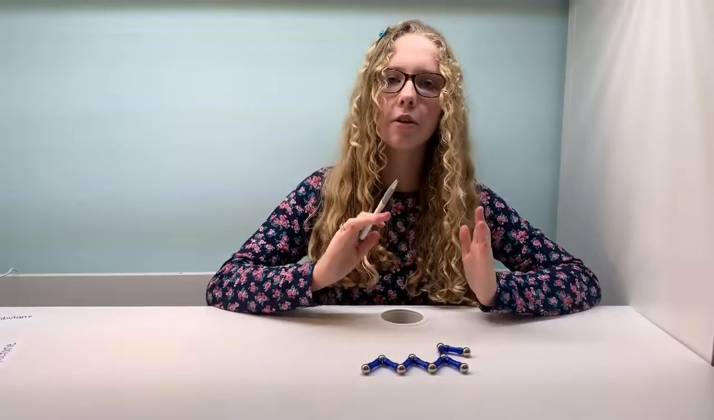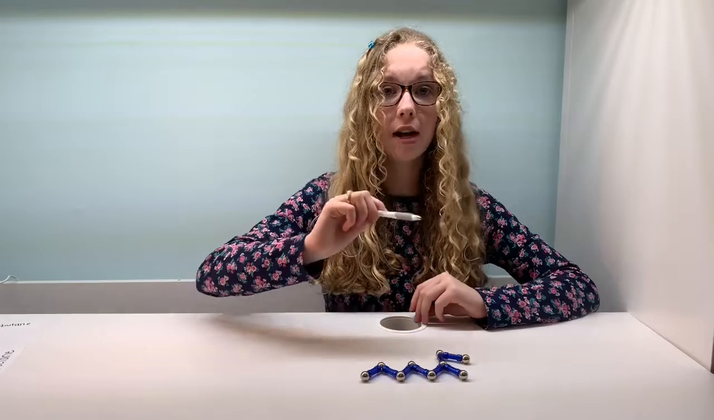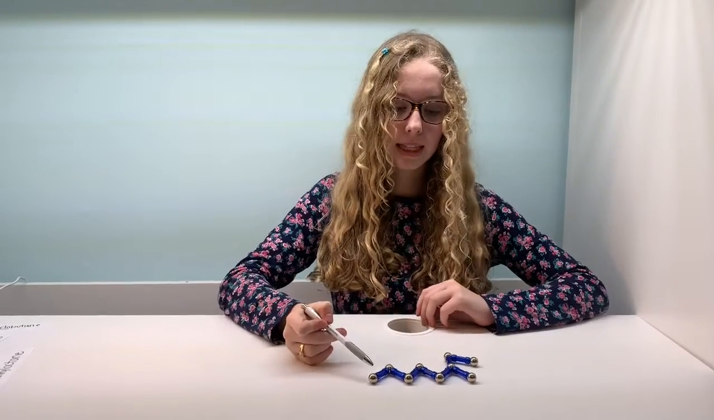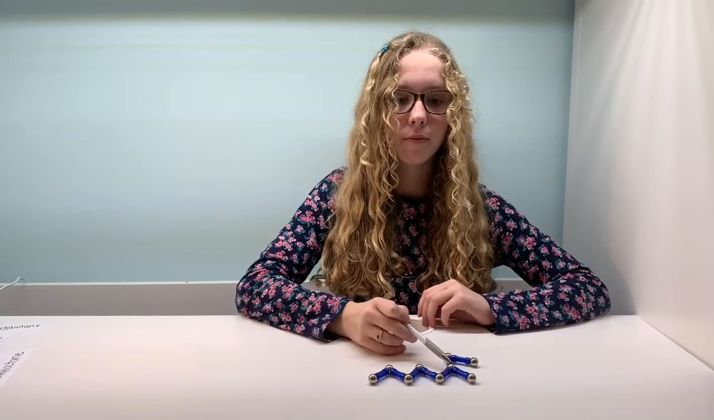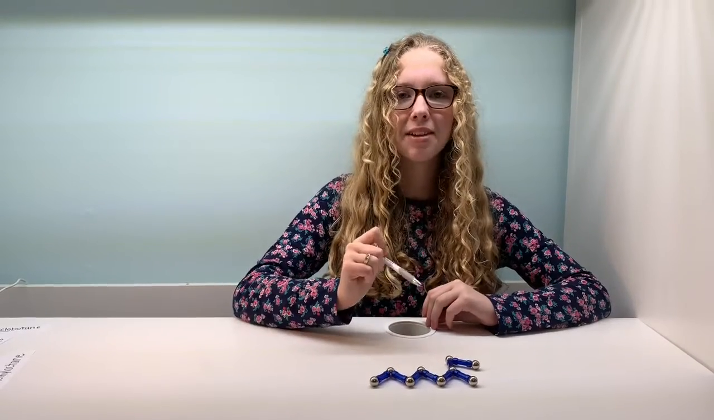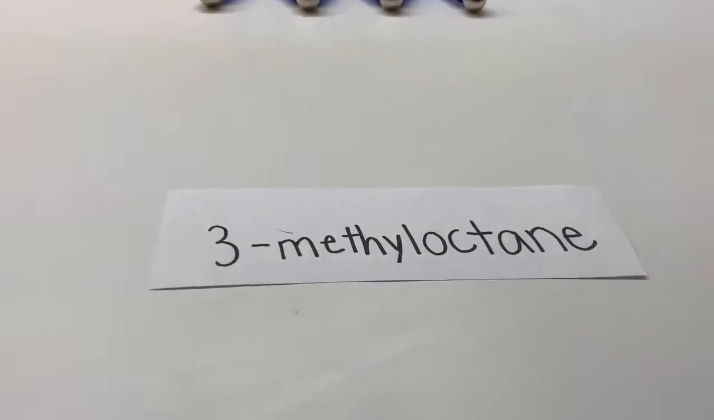Now, when you're finding the location, you always want the carbon that the substituent branches out of to be the lowest number. So when I counted like this, it was carbon 5. But when you count the other direction, 1, 2, 3, it's only carbon 3. So that's the correct answer. So here is the final format. 3-methyl octane.